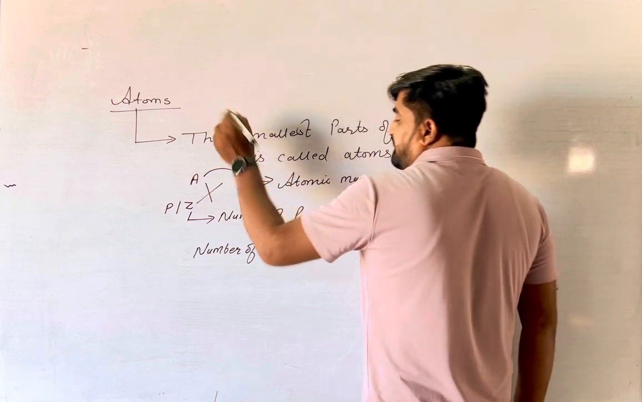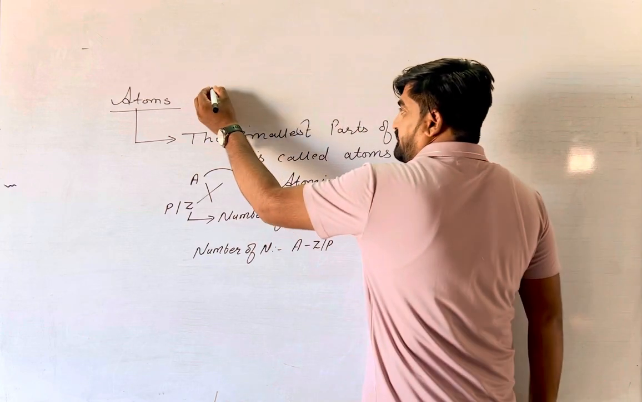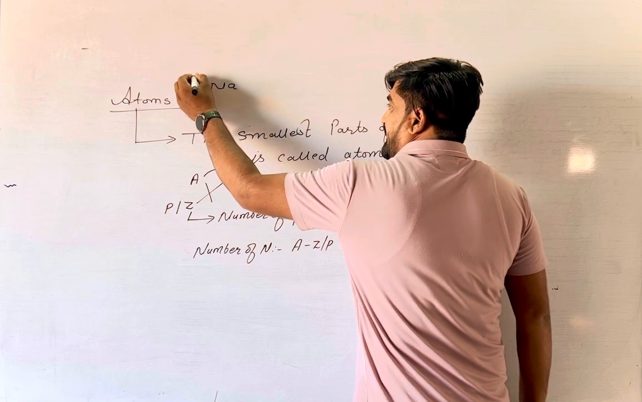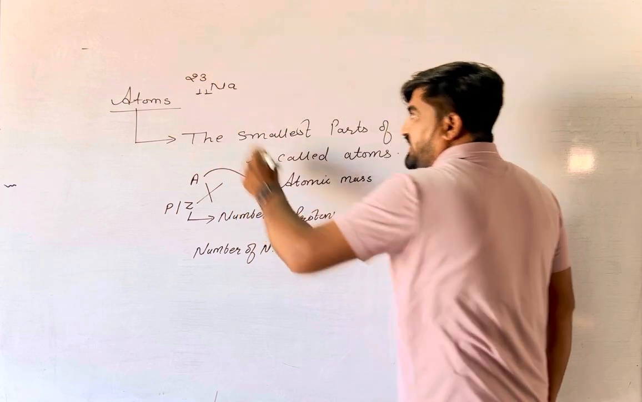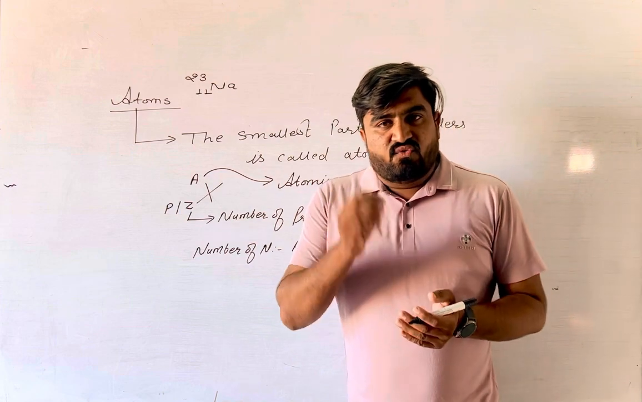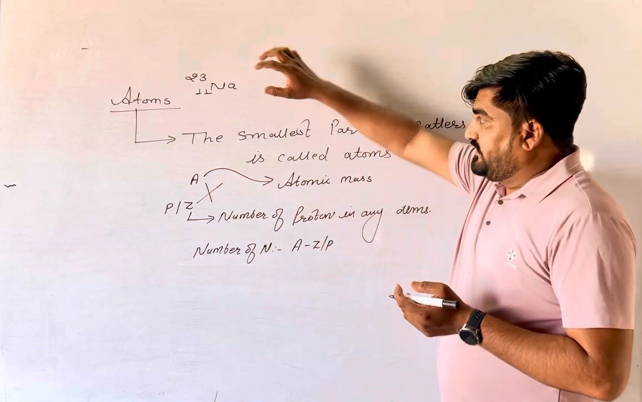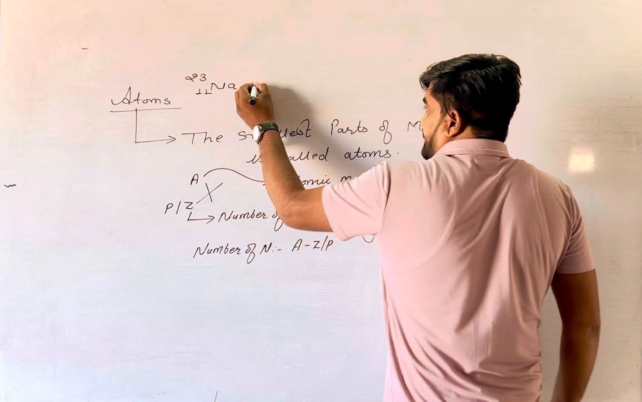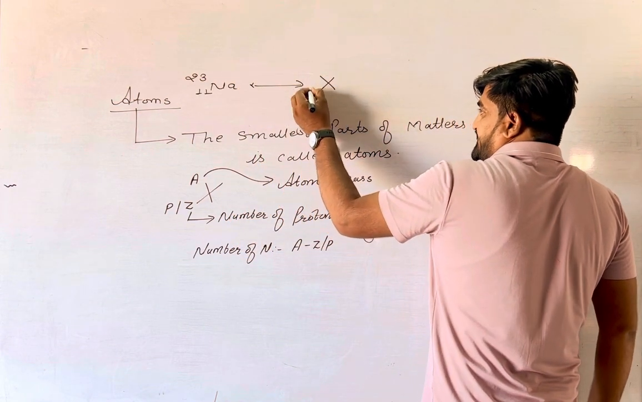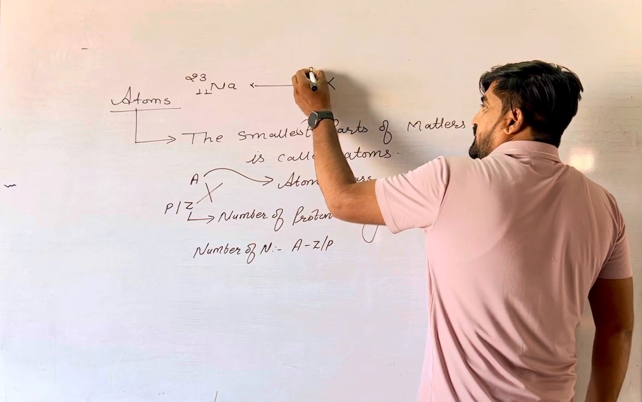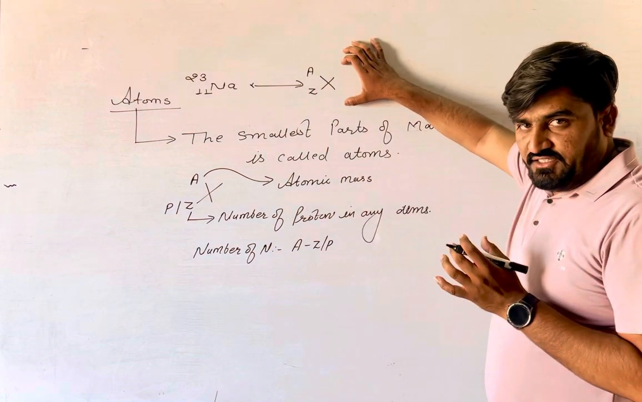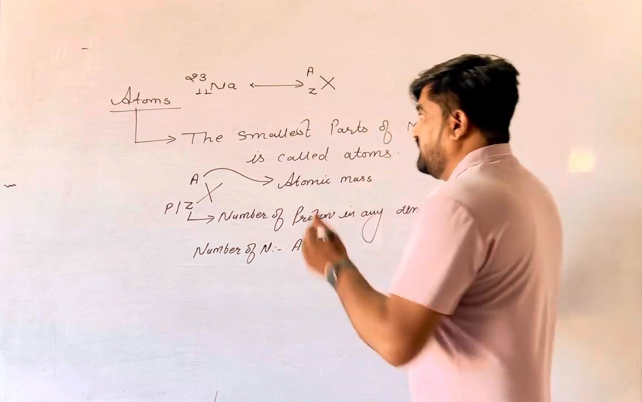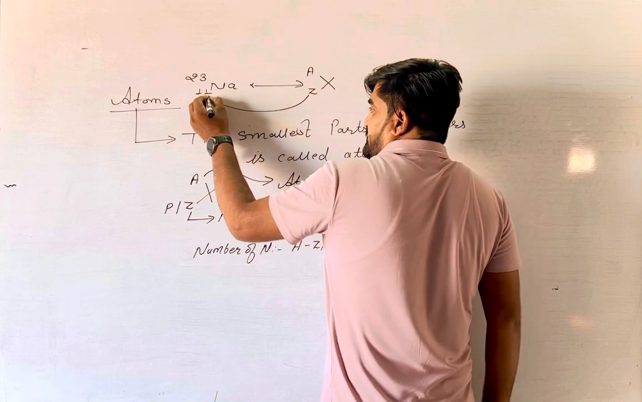And to compare with any atom, just like sodium. The atomic number of sodium is 11 and the atomic mass of sodium is 23. Firstly, we compare the atom of sodium with X. If you compare with X, you find the number of Z and the number of A. Firstly, we find the number of Z.